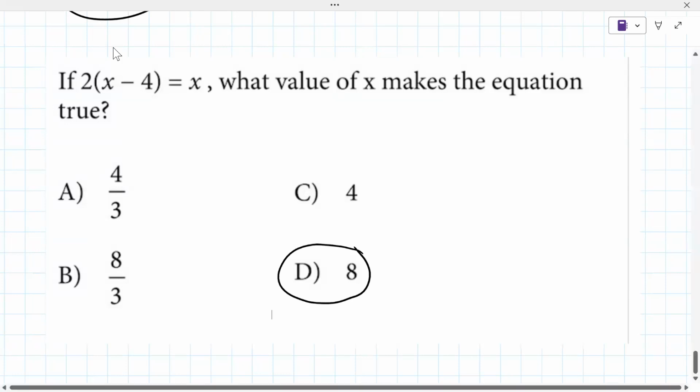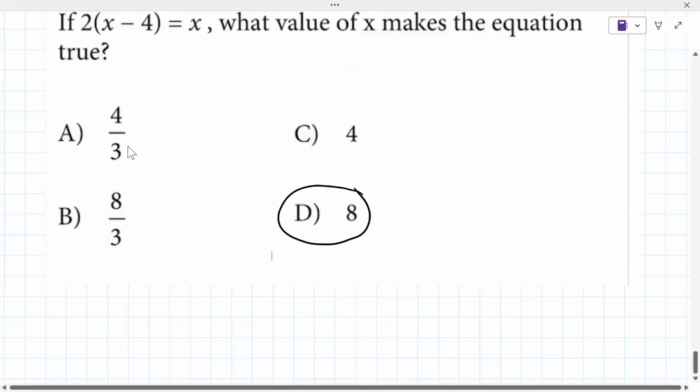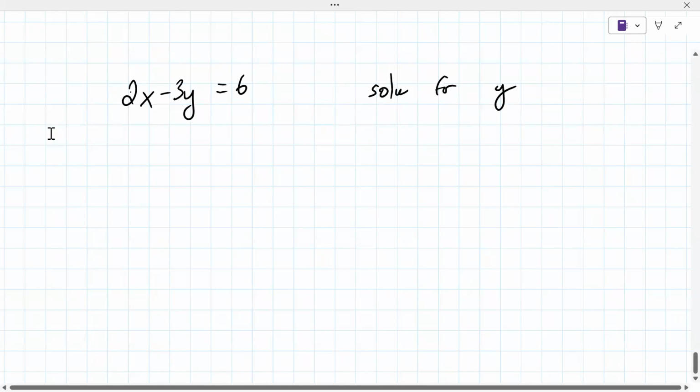All right. So we were kind of doing this last time. I think I put some problems in front of you like 2x minus 3y equals 6, and I asked you to solve for y. Do you remember us doing this the other day? Yes. Hold on. You don't have to do this one.